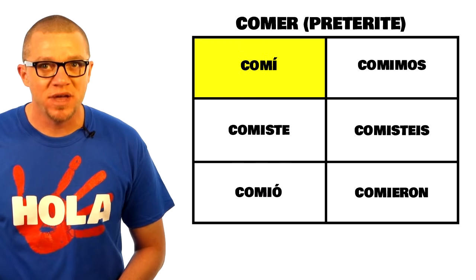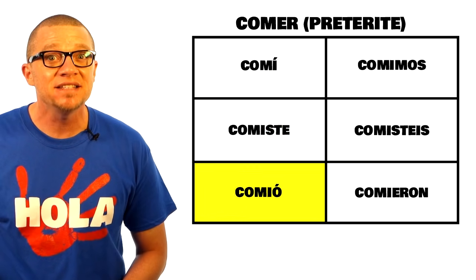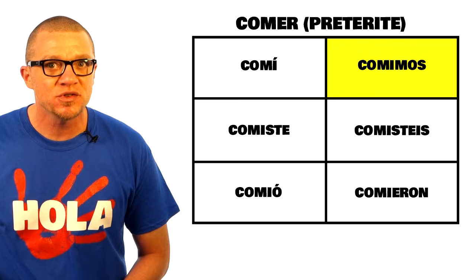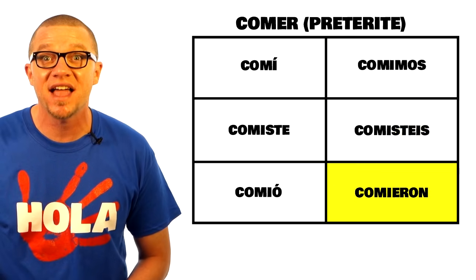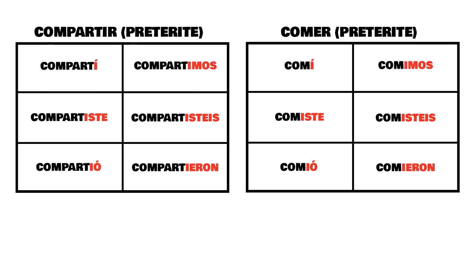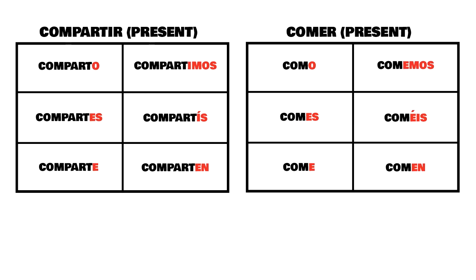I ate is comí. You ate is comiste. He ate is comió. We ate is comimos. You both ate is comistes. They ate is comieron. Notice in this case, the ER verbs are borrowing all of the IR endings. It was the opposite in the present tense, remember? The IR verbs borrowed ER endings in a few spots in the present tense.